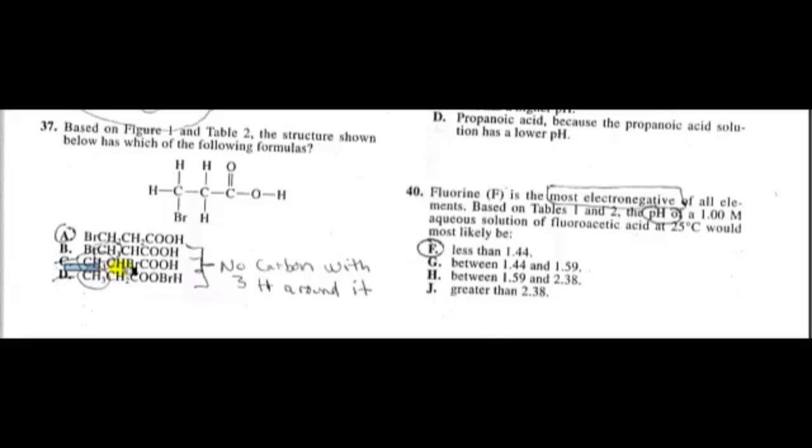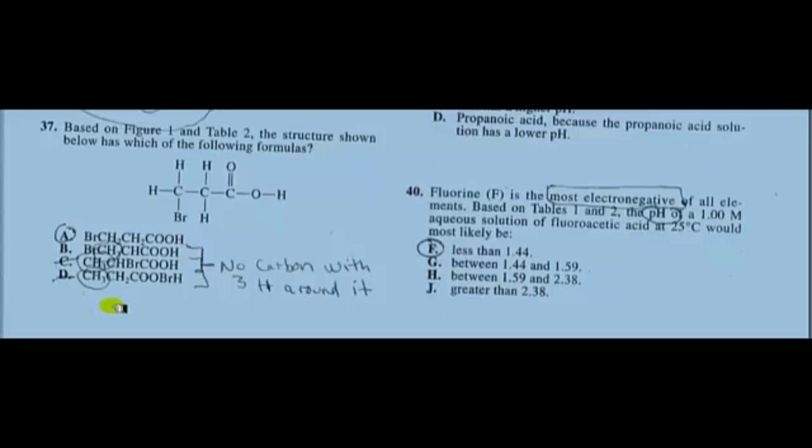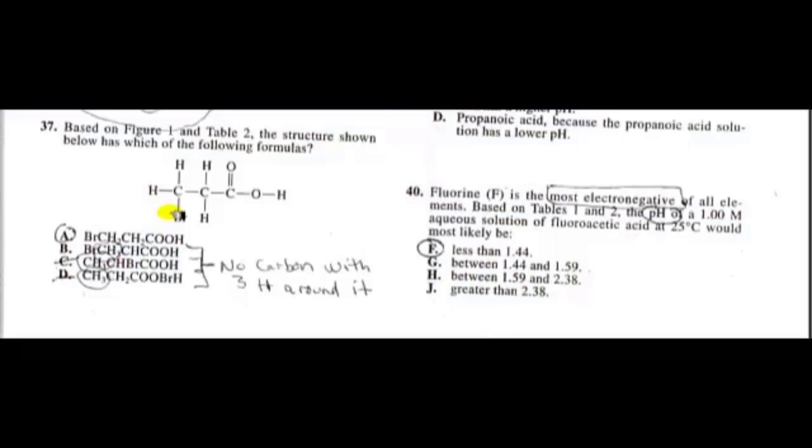If we look at answer choice B, B says bromine and, what do you see there? Carbon and 3 hydrogens. There's no such thing as carbon with 3 hydrogens surrounding it, so that must be incorrect. If you take a look at the correct answer, which is A: bromine, carbon, 2 hydrogens, carbon, 2 hydrogens, carbon, oxygen, oxygen, hydrogen. Let's go ahead and breeze through here and do a quick overview of some basic organic chemistry.